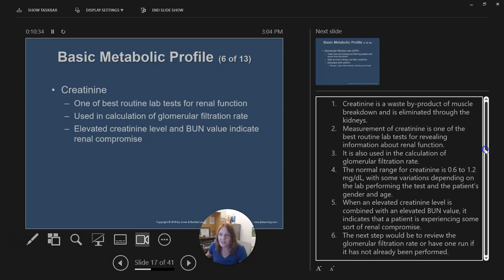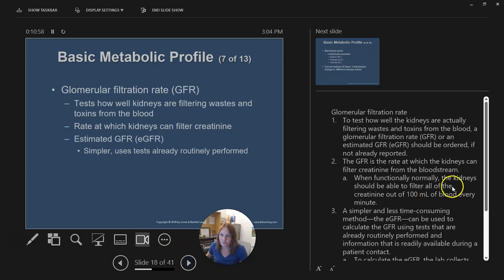There are some variations depending on the lab performing the test and the patient's gender as well as their age. When an elevated creatinine level is combined with an elevated BUN value, it indicates a patient is experiencing some sort of renal compromise. The next step would be to review their GFR or have one run if it has not already been performed for this patient. So maybe send them out for some follow-up labs.